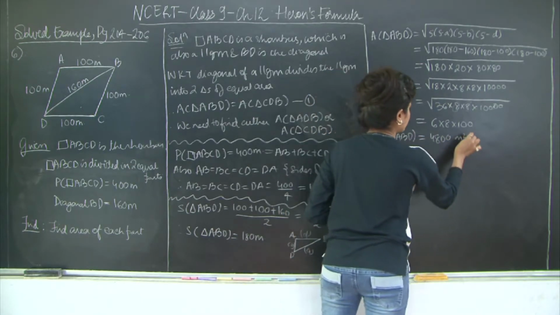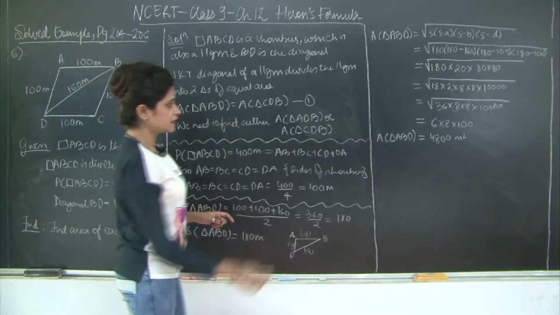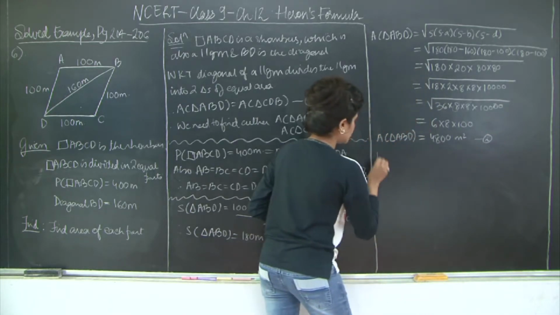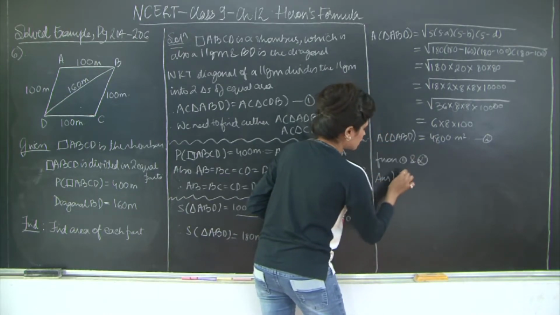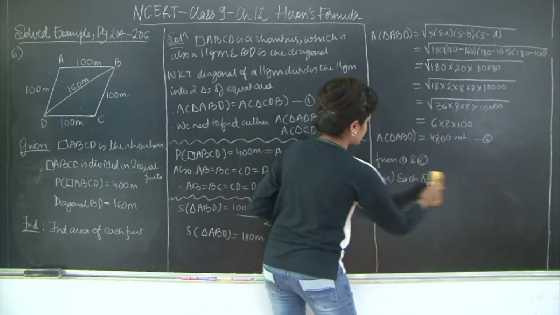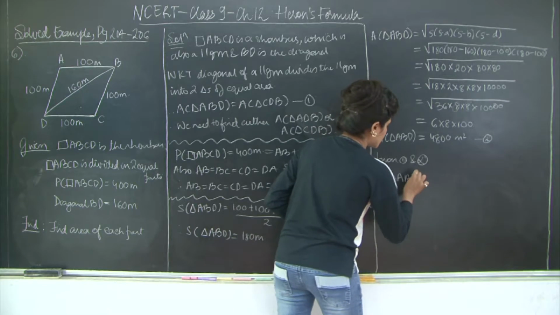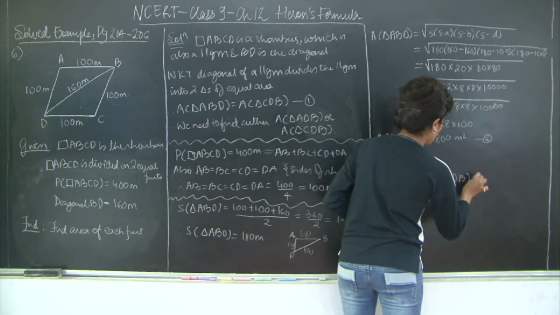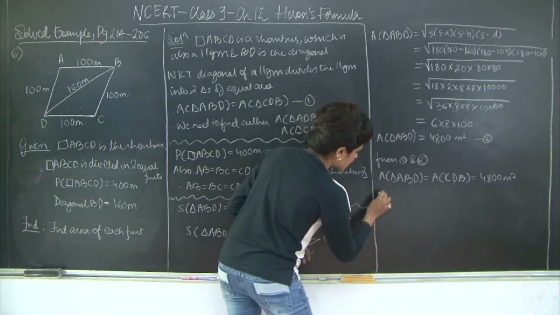So meter square. Okay, and here we had mentioned that the area of the two triangles are equal, right? Therefore, from 1 and 2, we will first mention that area of triangle ABD is equal to area of triangle CDB, which is equal to 4800 meters square, right? Then finally we will write our answer.